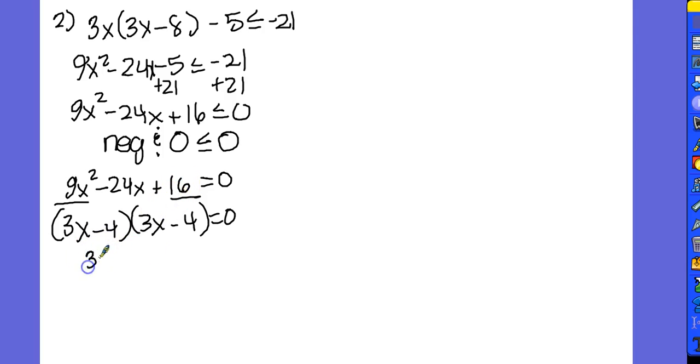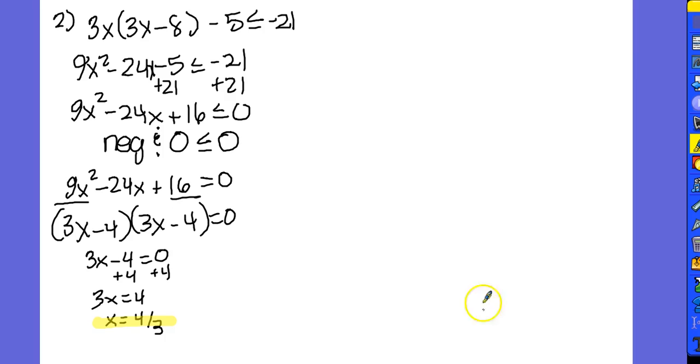Let's set them equal to 0. Do I have to set them both equal to 0? Absolutely not. We only have one 0 this time. So that's 3x equals 4, so x equals 4/3. And there's my 0.